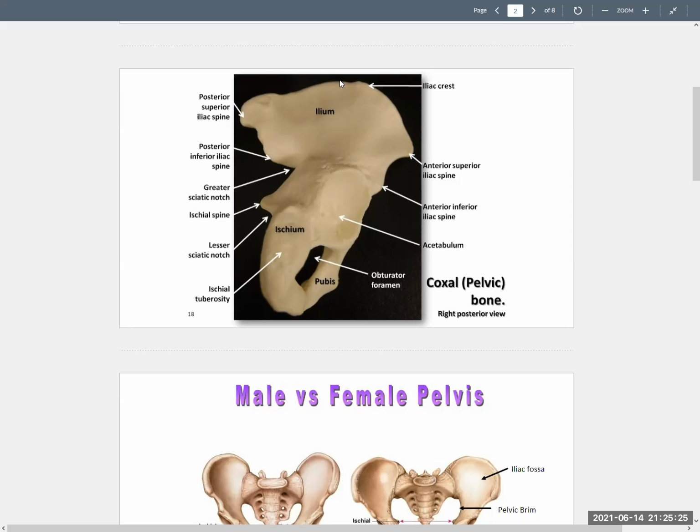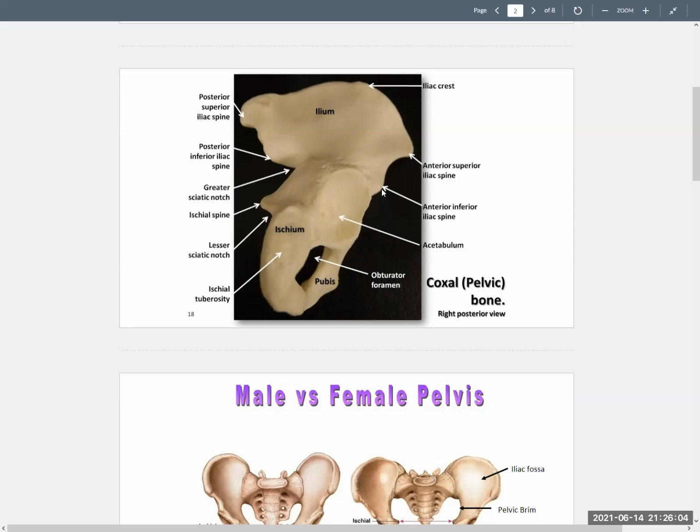Follow my pointer from the top of the iliac crest. And now I'm going laterally until I reach this point. This is the anterior superior iliac spine, probably the longest name. Drop down 1.5 inches, and this is the inferior iliac spine.